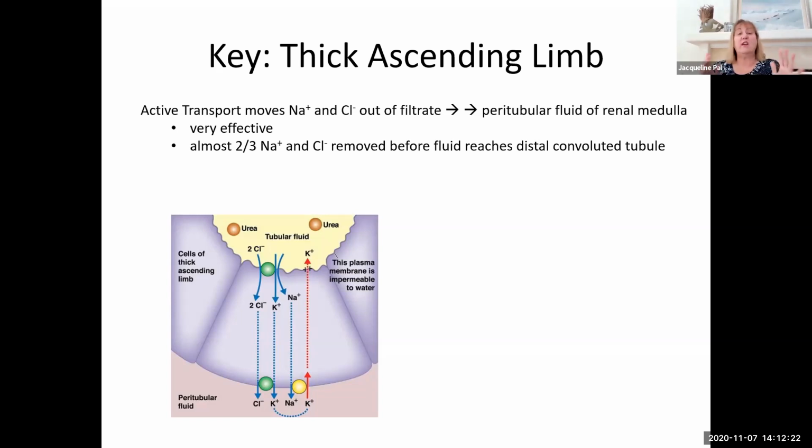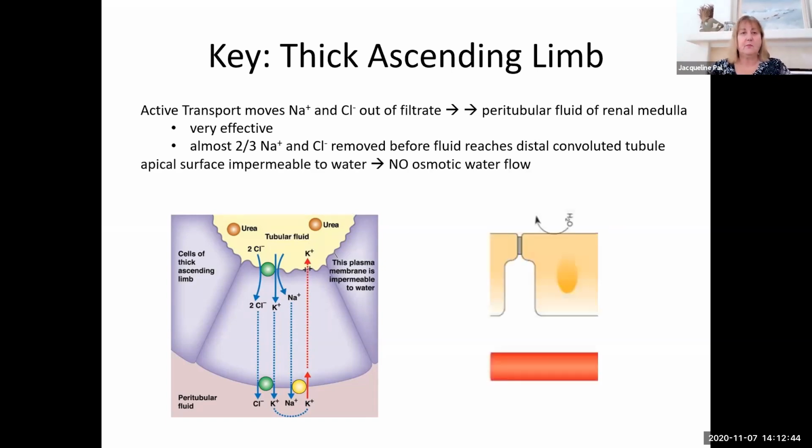And this is very effective. In fact, almost 2/3 of the sodium and chloride can be removed. 2/3 of what remained when it entered this area will be removed before it reaches the distal convoluted tubule. So remember, we already lost 2/3. Of the 1/3 that's remaining, we're going to be removing an additional 2/3 of this.